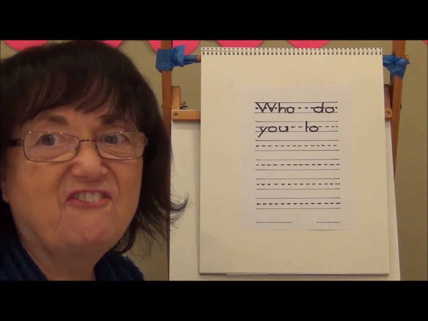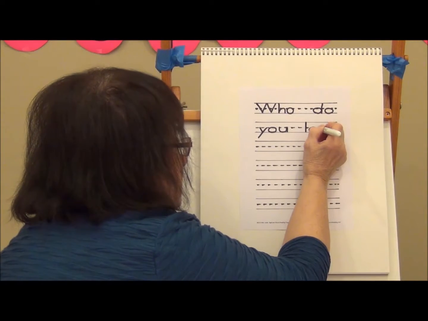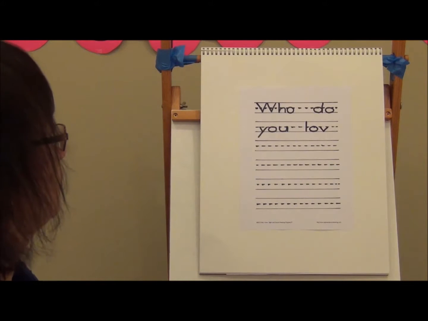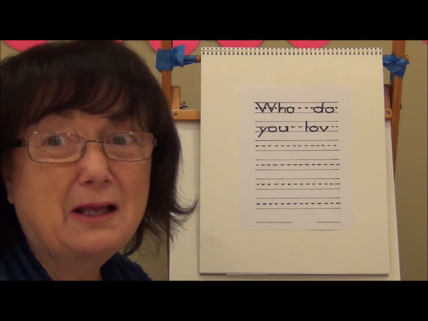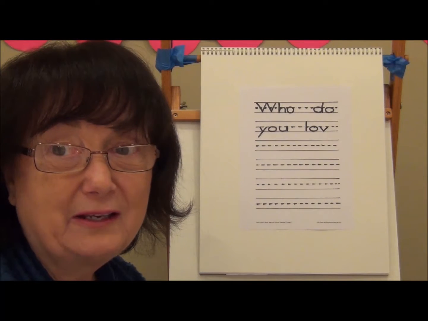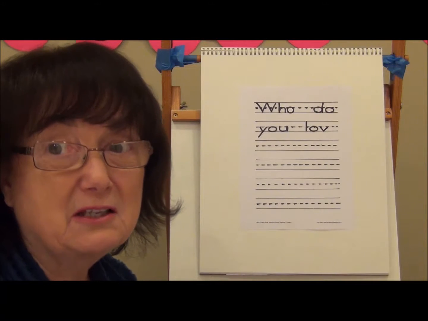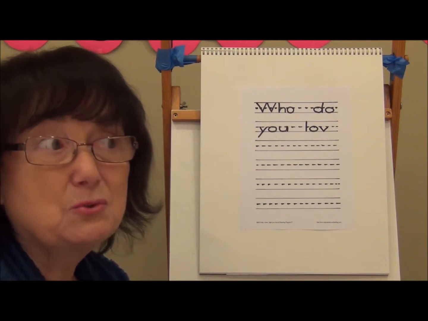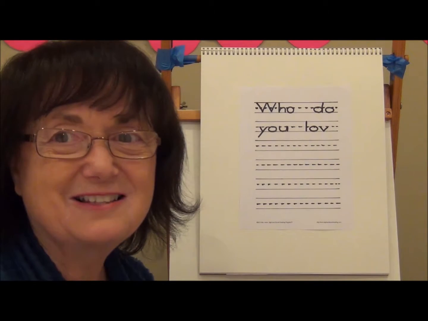L-O, V. Good. A V goes down, down, there's a V with a point. All right, love, and it has an E at the end. It has an E at the end of the word. It is not a magic E because it doesn't make the O say O, so this word is not a magic E word even though it ends in an E.